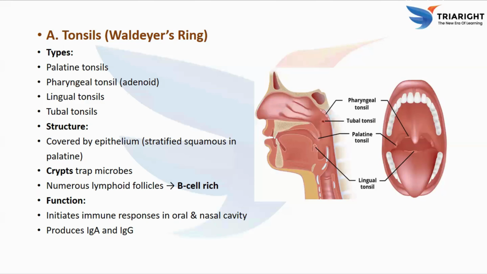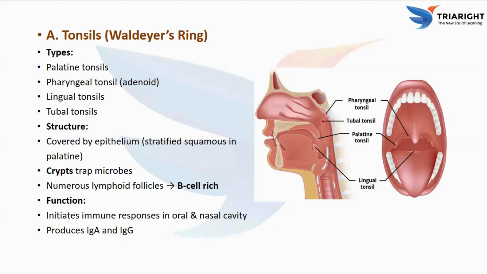What are the functions of the tonsils? They initiate immune responses in the oral and nasal cavity. They act as a first checkpoint for inhaled or swallowed pathogens. They produce antibodies, especially IgA, which protects the mucosal surfaces, and IgG. It protects against respiratory and GI infections.